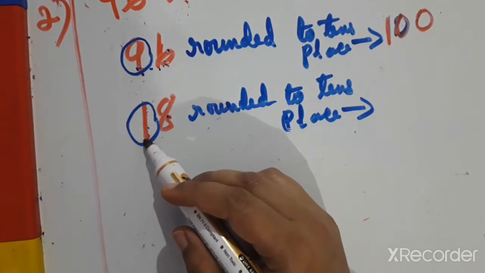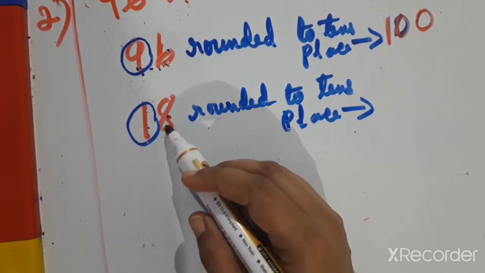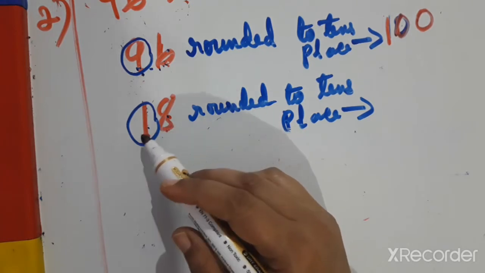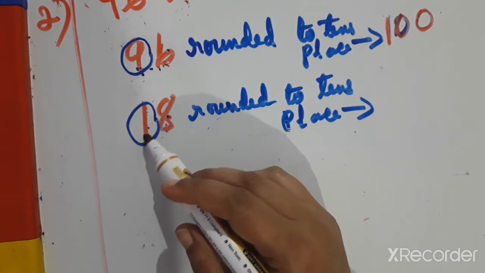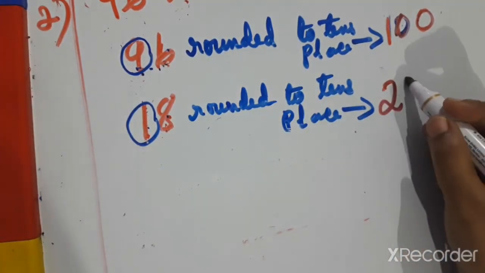Here 1 we are rounding up, so we have to check the next number, whether it is 5 or greater than 5. Here it is 8. 8 is greater than 5, so 1 is added. 1 will become 2, and the 8 becomes 0.